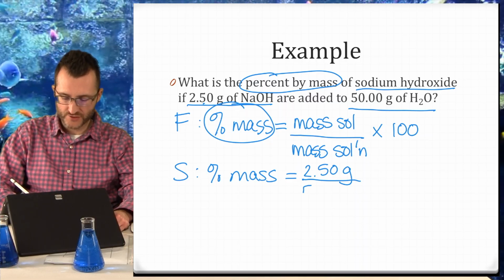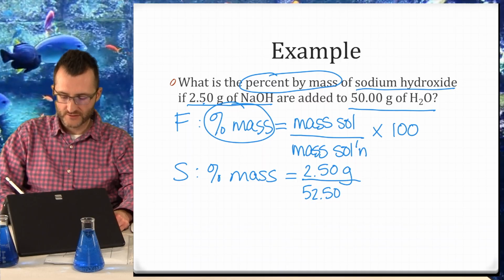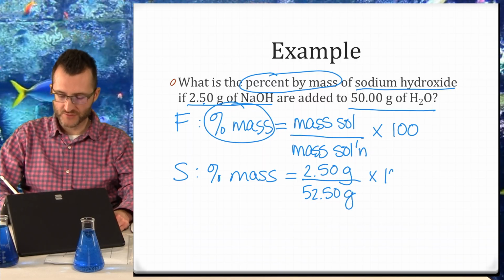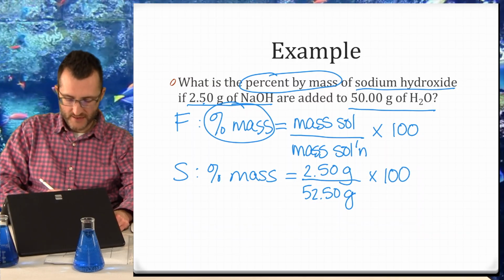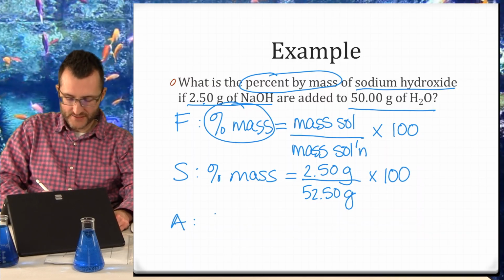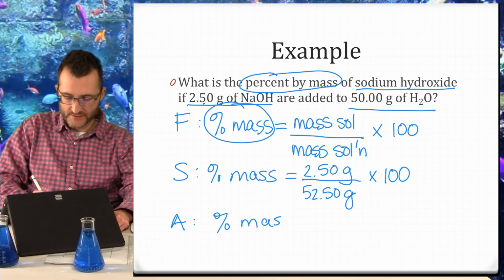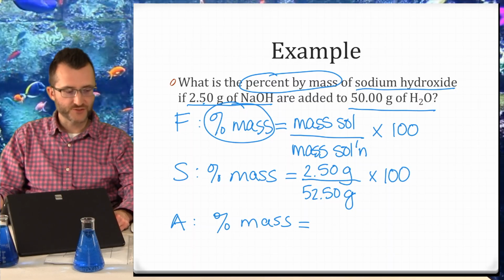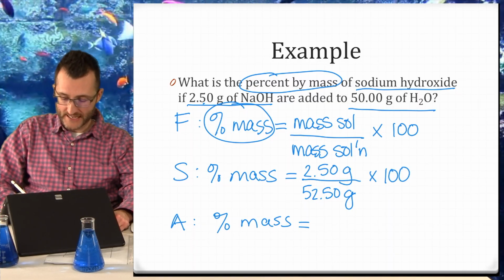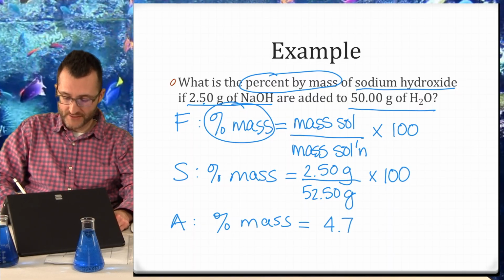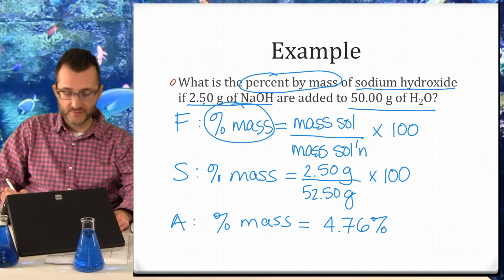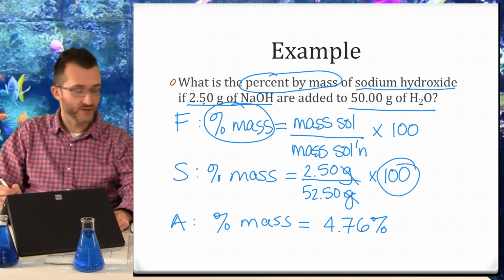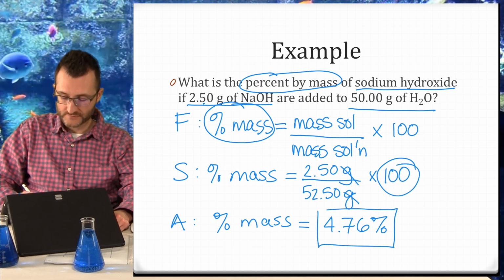That's easy to do. It's 52.50 grams, not 50 grams. And then I can't forget the times 100. Good, glad you remembered. For my answer, I just have to divide one by the other, then multiply by 100. Looks like I'm going to use 3 sig figs, right? Sounds good. And I get 4.76% as my final unit, because the grams cancel out and I multiplied by 100. Sounds good.